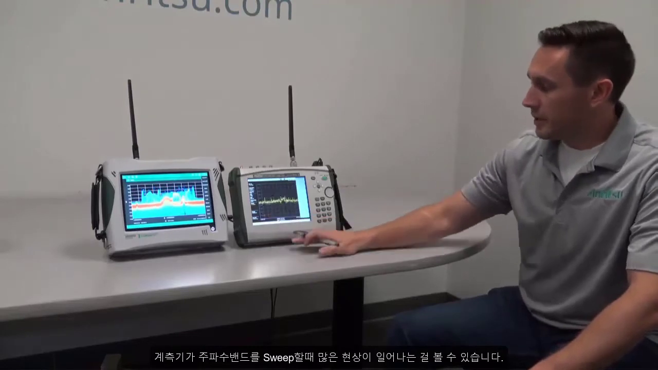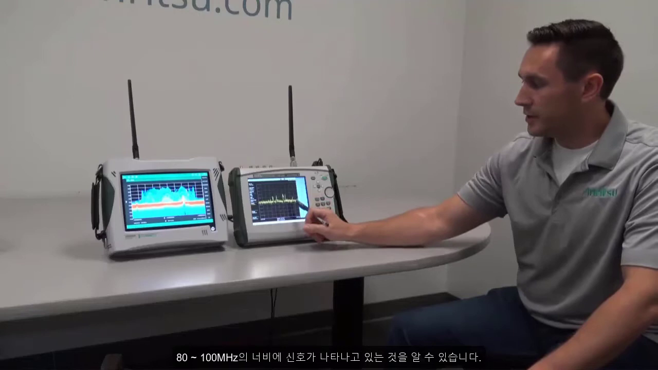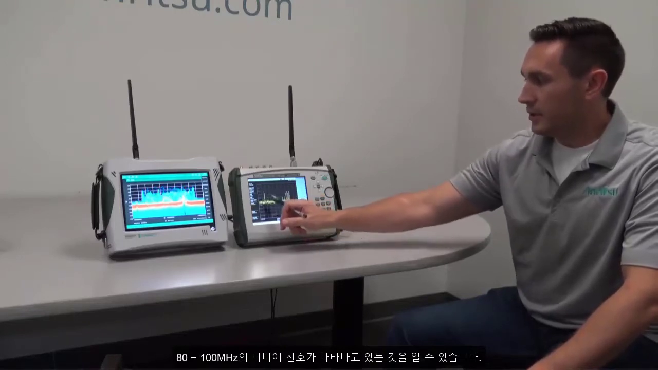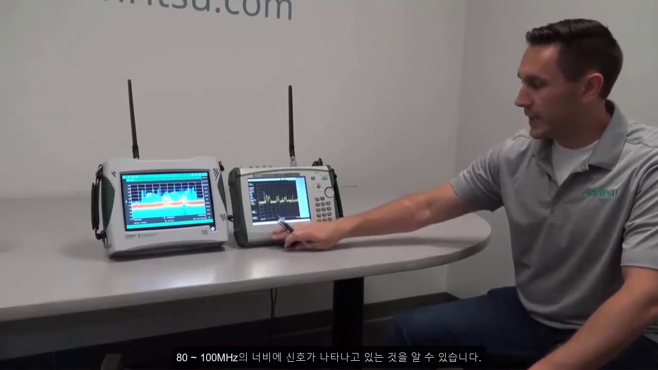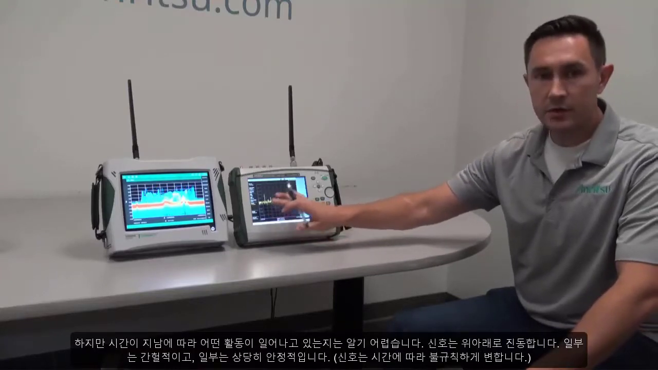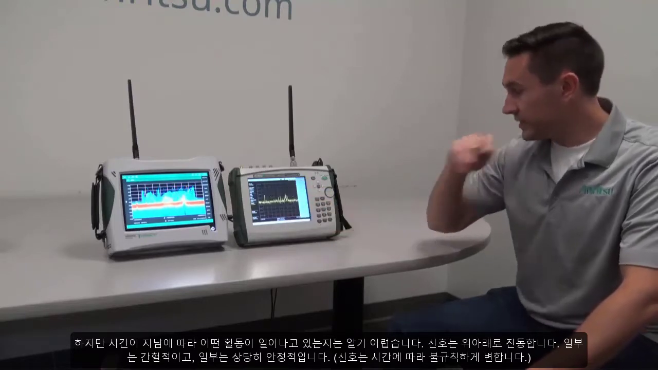You see, as it's sweeping through the band, there's quite a bit of activity there. If you were doing monitoring of this, you would see that there are signals in the band. There are signals that cover almost the full 80 or 100 megahertz of the setting here. But it's really hard to see over time what's happening. The signals are bouncing up and down. Some are intermittent, some are fairly stable.